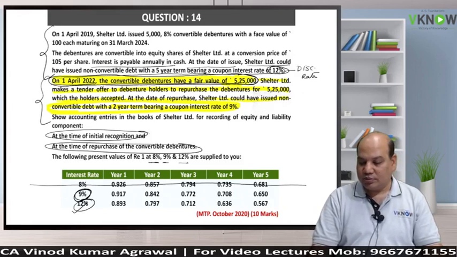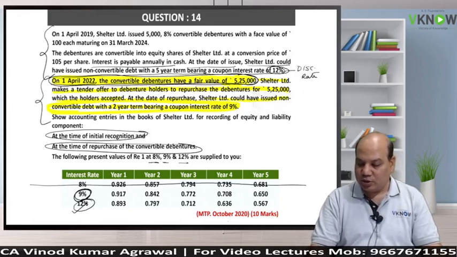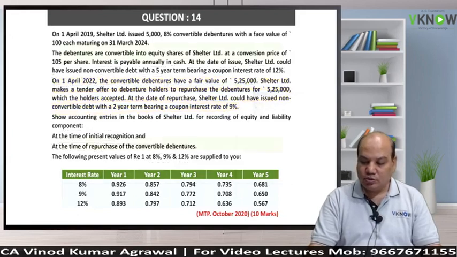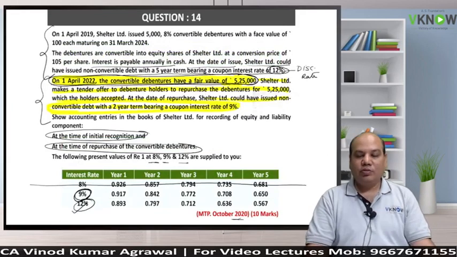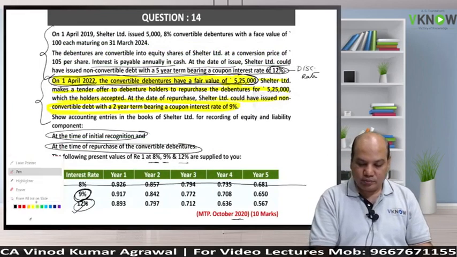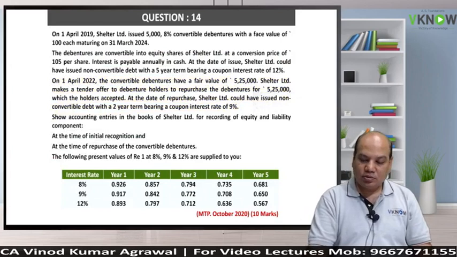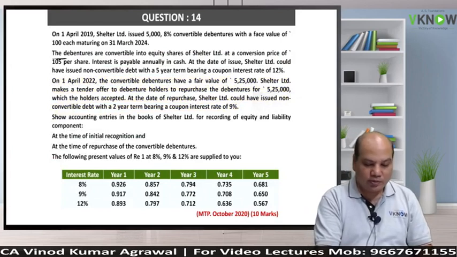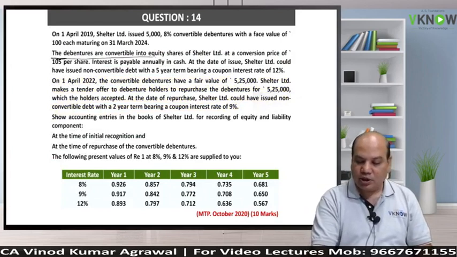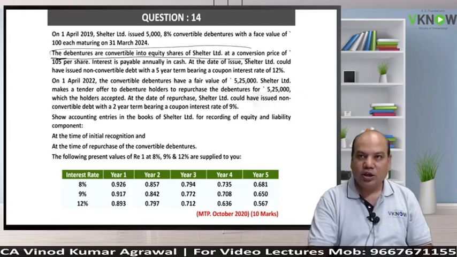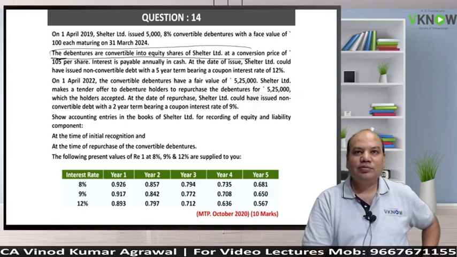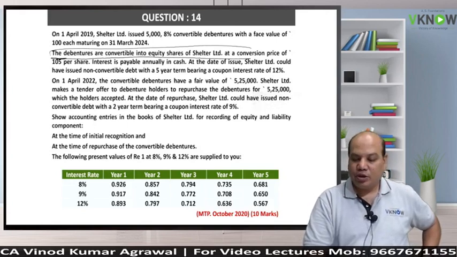This is a 10 mark question in the MTP of October 2020. So what we'll do? First, I'll go to the original question. Now, this question has a small area of doubt. What is the area of doubt? They have written in this line on the screen, the debentures are convertible into equity shares. From this line, it is not 100% clear whether it is optionally convertible or mandatorily convertible.